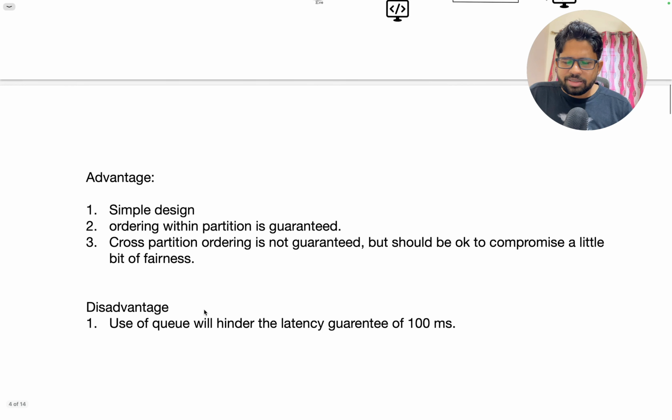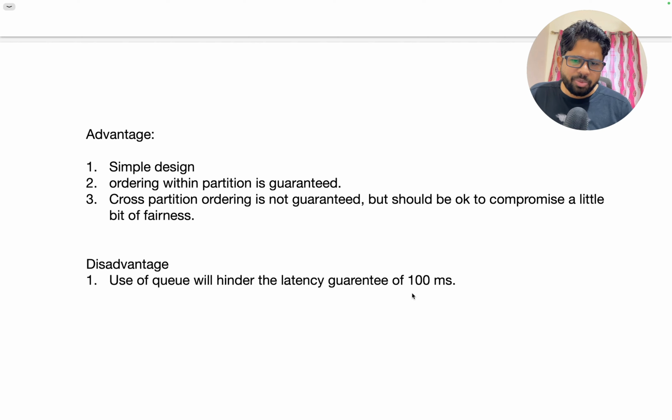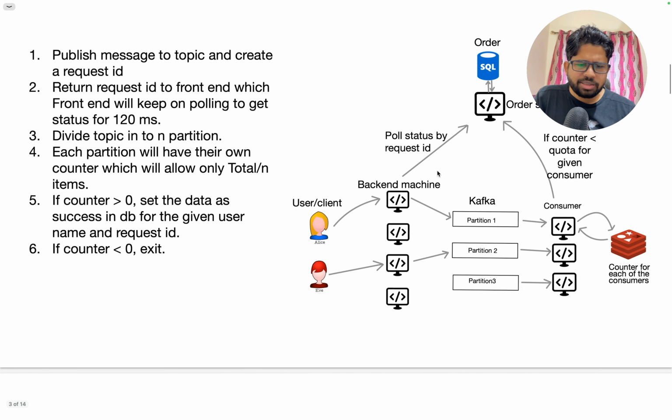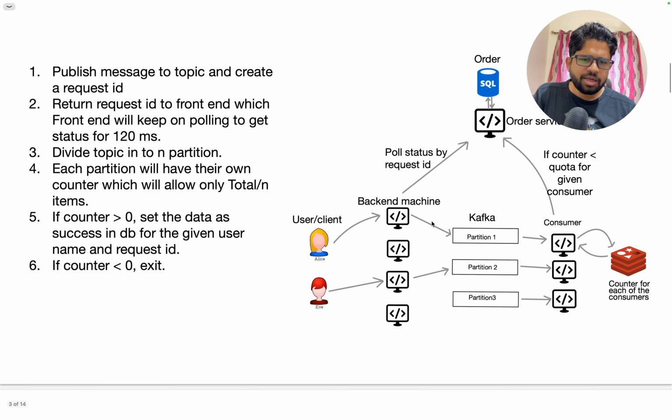Now you can see a few problems here, so let me discuss them. Number one, this queue will hinder the latency of 100 milliseconds, because it's a queue. The first one will reach first and the later one will reach later. Apart from this, you also do not guarantee ordering, so it's not completely fair. It can happen that shard 1 has finished because lots of users landed on shard 1, and it got finished first, while shard 2 still has 1 or 2 items left.